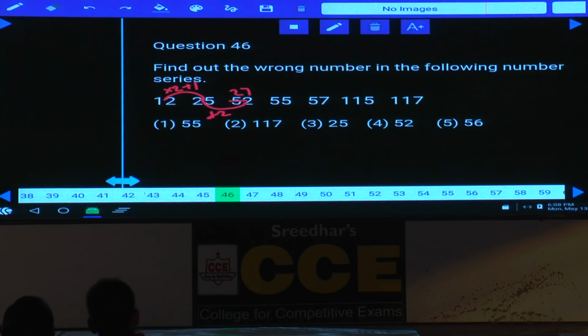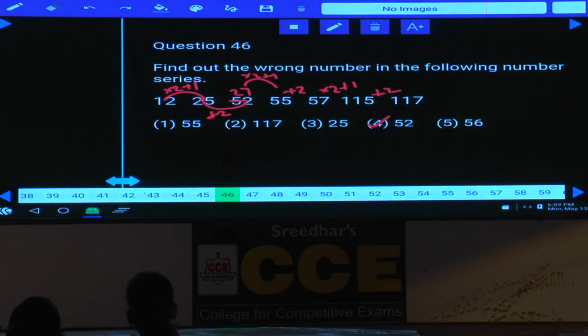27. If this is 27, then 27 into 2 plus 1, that is 55, is correct. Then 55 plus 2, 57. 57 into 2 plus 1, 115. And this is again plus 2. Let's check the pattern here: into 2 plus 1 plus 2, into 2 plus 1 plus 2, into 2 plus 1 plus 2. The wrong number is 52, and the correct number is 27. 52, that is choice 4. Clear now? Into 2 plus 1 plus 2, and so on. Choice 4 is the answer for 46.